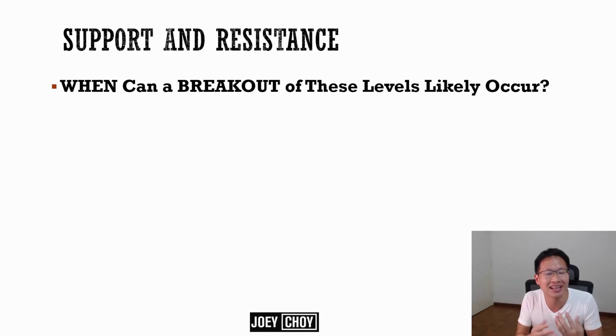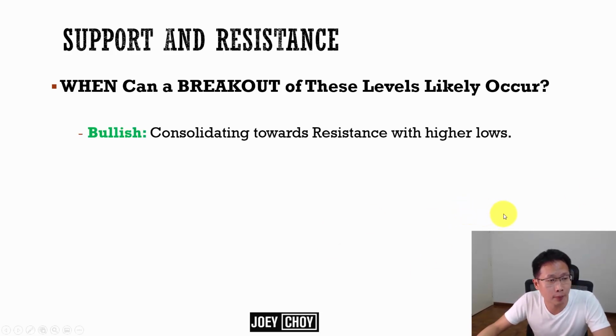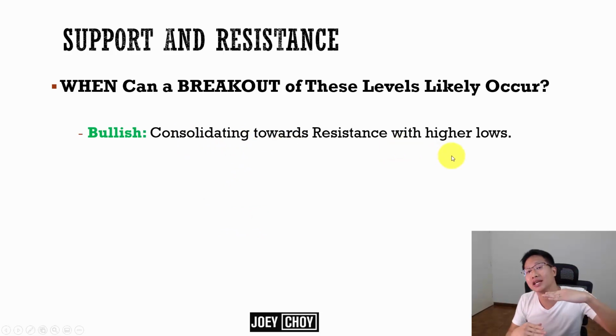So when can a breakout actually happen at this level? When is it most likely to occur? This is what will be covered now, and of course we'll look at some live case studies as well, and I'll give you some really good examples. So first one, bullish. When would there be a bullish upside breakout? When we see a consolidation towards the resistance with higher lows.